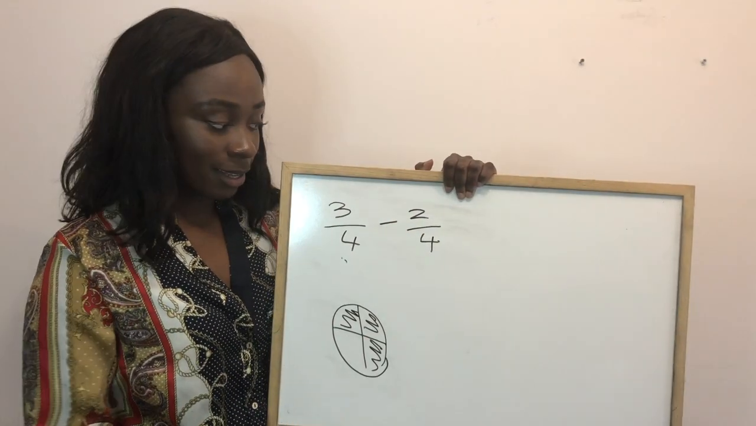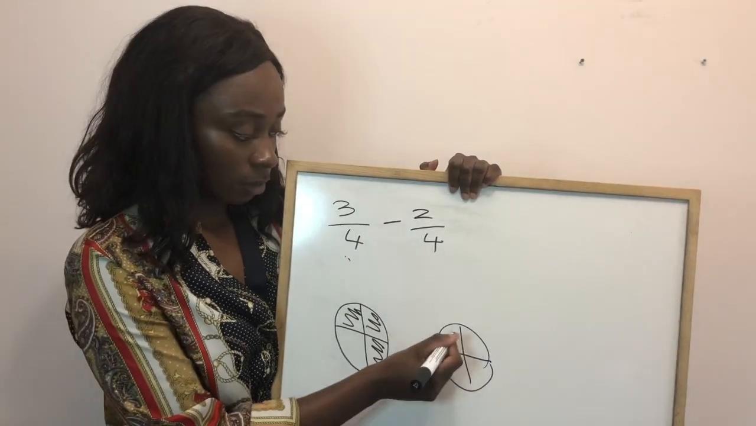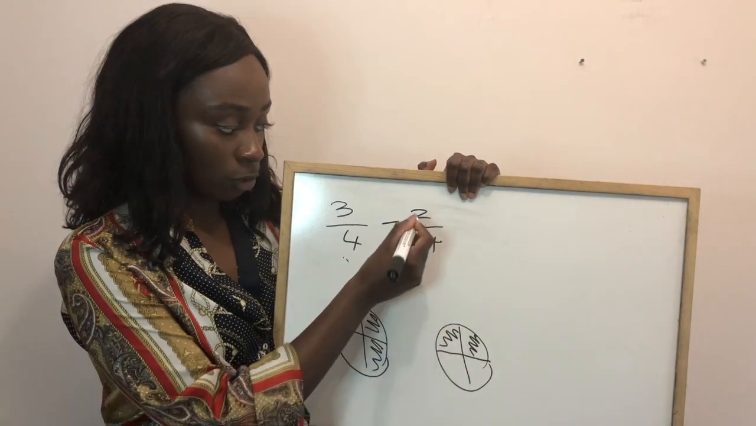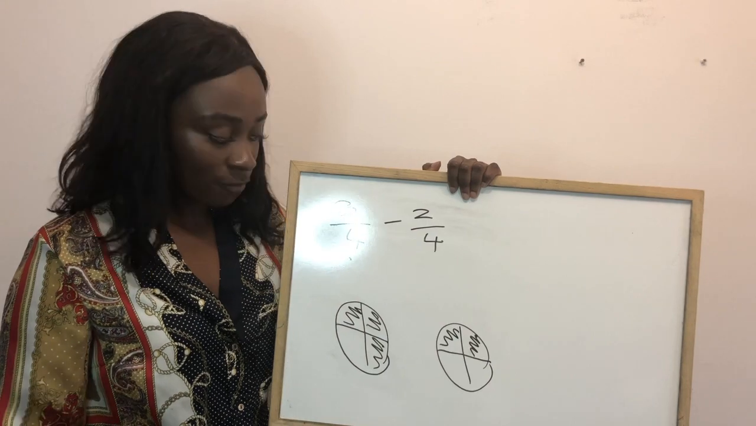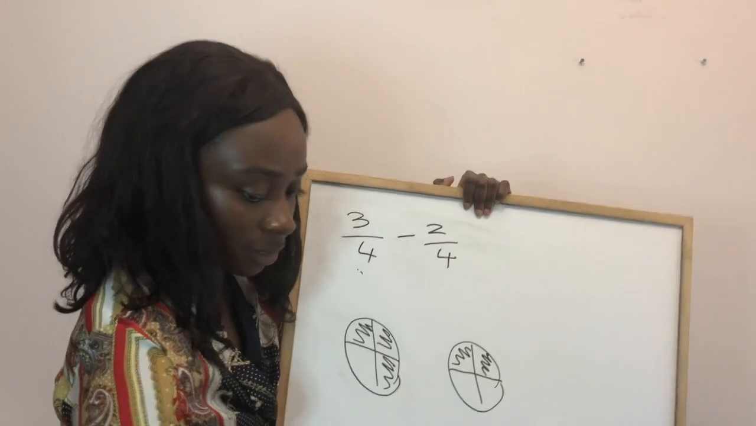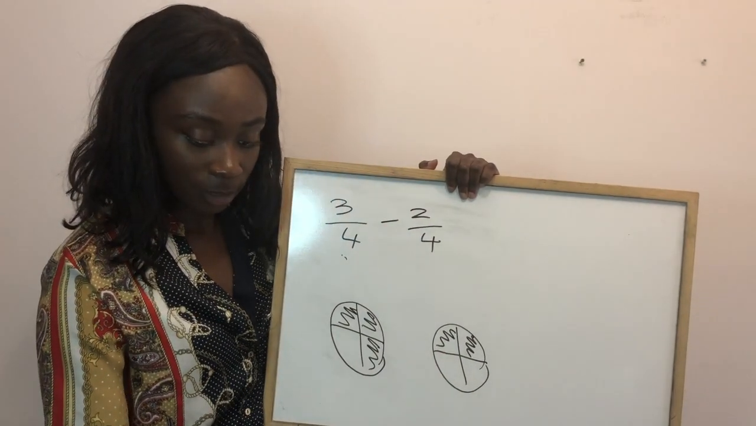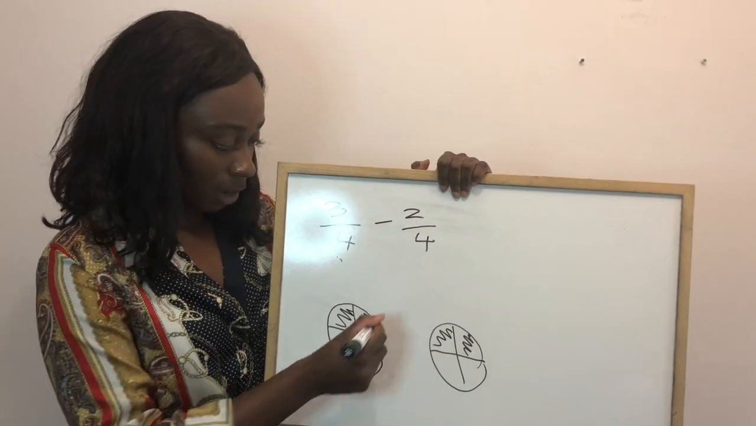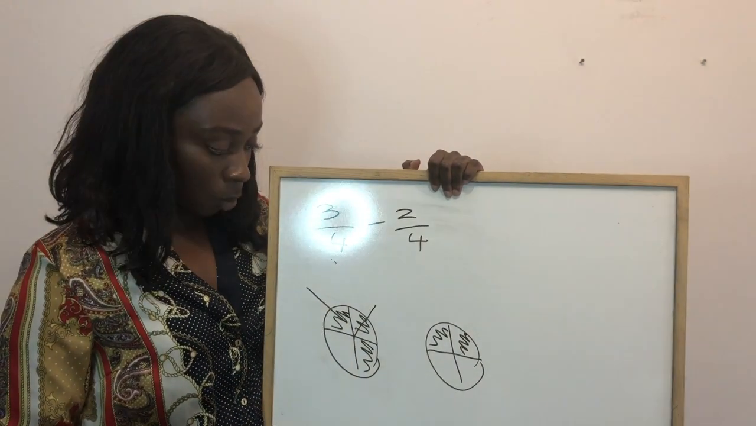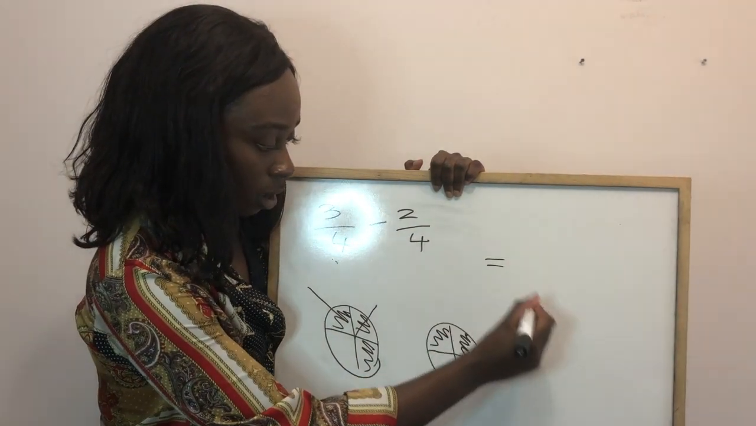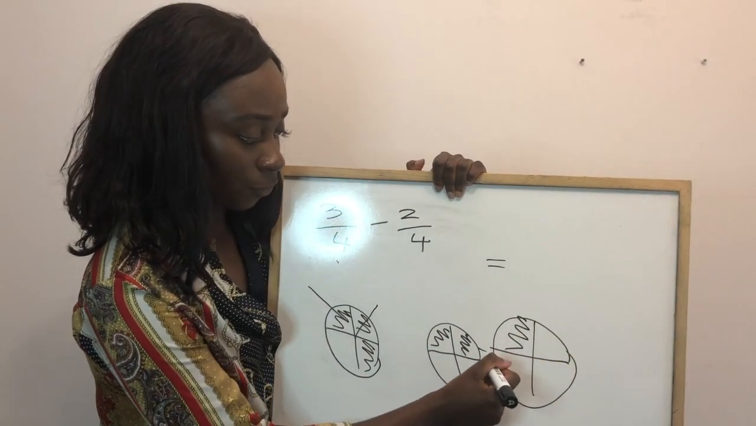And then we've got another pancake. So we've got this pancake, lovely jubbly, split into 4. And then we shade in 1, 2, because we've got 2 over 4. But we're taking them away. So if you have a pancake and you've got 3 out of 4, but you have to take away 2 out of 4, this means you take away this segment and then this segment. So if you don't have those segments anymore, it means that you are left with only 1 out of 4.